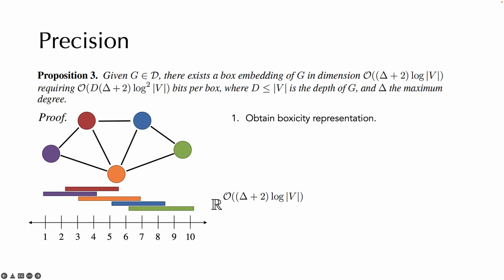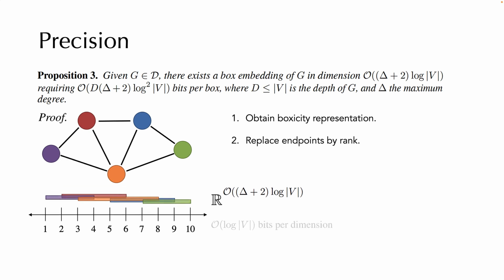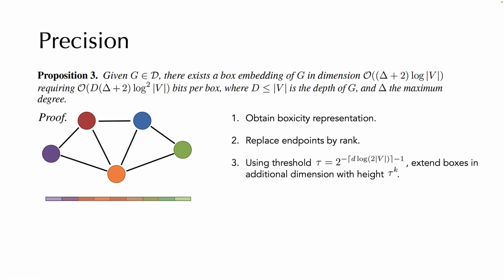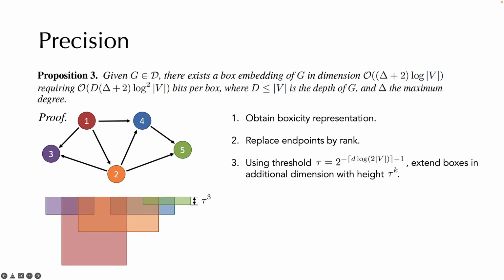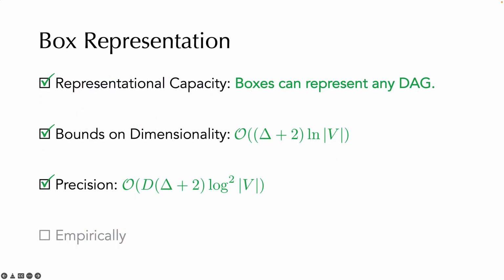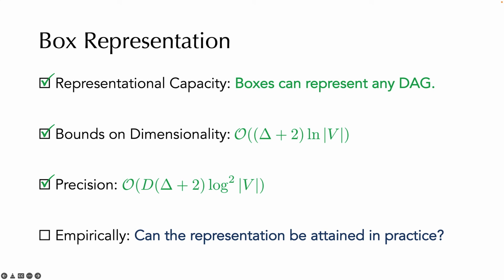We note that only the order of the endpoints is required, and replacing endpoints by their integer rank will not change the overlaps. This requires a logarithmic number of bits per dimension, which provides our bound for the boxicity portion. We calculate a viable threshold tau based on the possible box sizes such that the height of the boxes in the new dimension are tau to the k. This can be accomplished with k less than the depth of the graph, which provides the following bound, and yields the desired conclusion. Hence, we find that boxes have reasonable precision, leaving only the empirical question of whether these representations can actually be attained in practice.